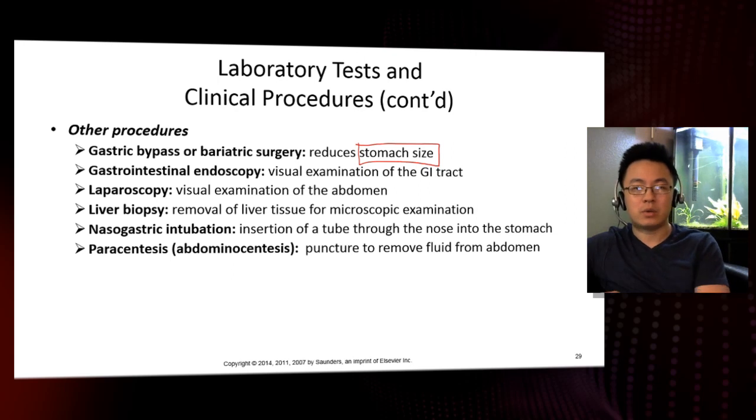Gastrointestinal endoscopy is a visual examination of the GI or gastrointestinal tract. And you also have paracentesis, abdominocentesis, which is the surgical puncture to remove fluid from the abdomen. Don't forget that the word suffix centesis means surgical puncture to remove fluid.